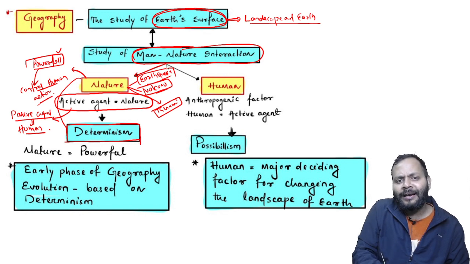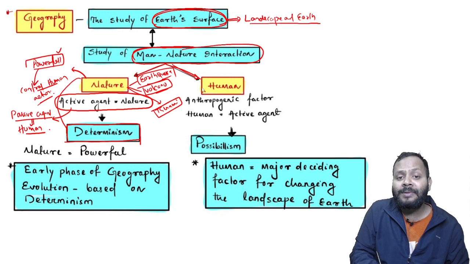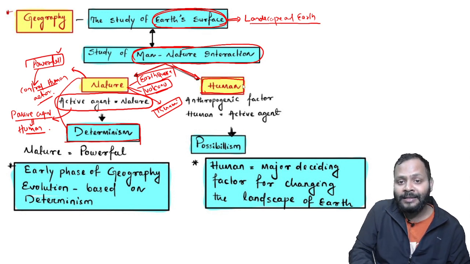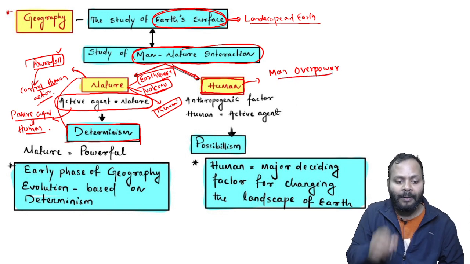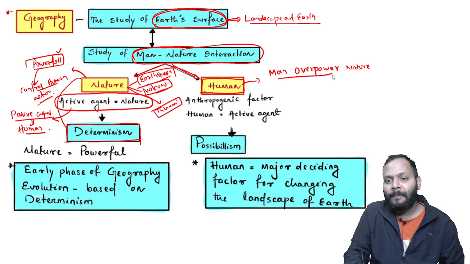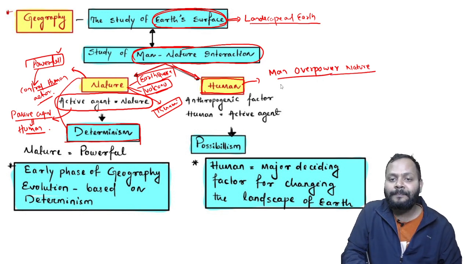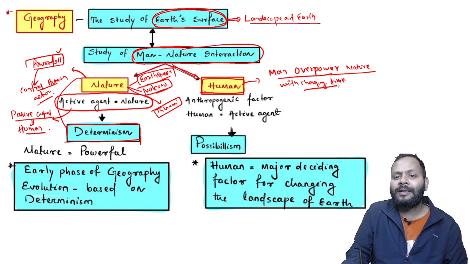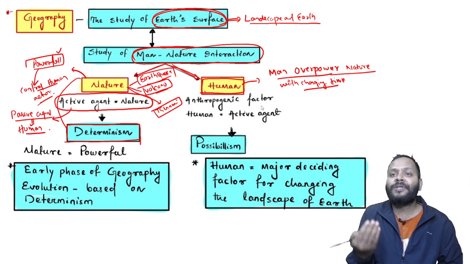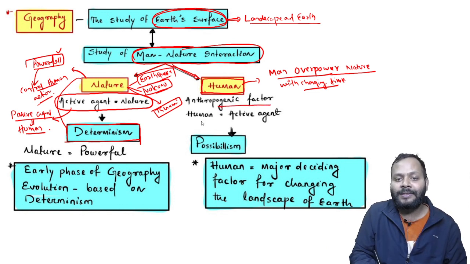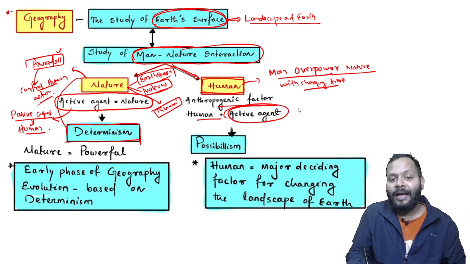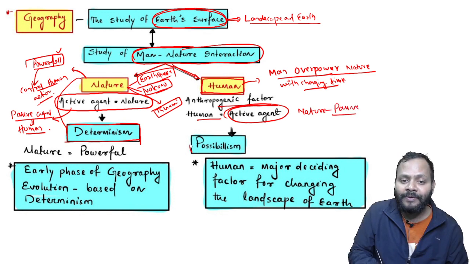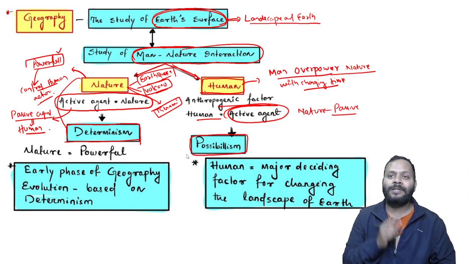Man. But in another way, some viewpoints also suggest that humans are more powerful than nature. That means, can I say that man overpowers nature? Yes, man overpowers nature with changing time. So this is called what? We are focusing more on anthropogenic factors, human-induced factors. Human is active, and nature will be passive. This is what we call possibilism. This is what we will call possibilism, right?